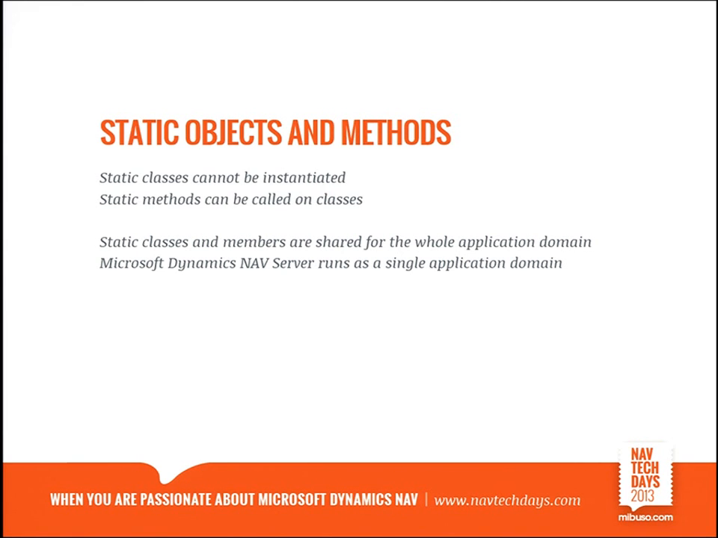So static classes and static methods are those classes and methods that do not require an instance. So you can just call them directly on a class name. So here, File and Directory and Path, they are all static classes. There is no need to construct them, to instantiate them.